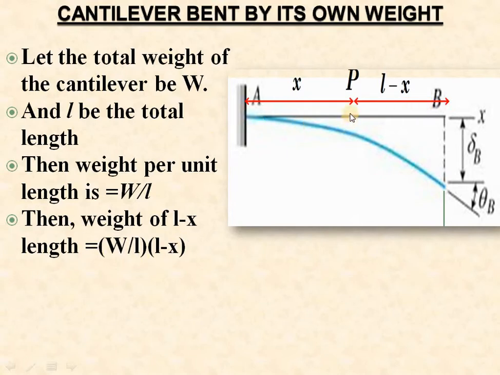So you can assume that the bar AP is bending with the weight of the remaining part. How will you find the remaining weight? You know the weight per unit length is W by L. So the weight of length L minus x of the bar will simply be W by L into L minus x, because W by L is the weight per unit length. Multiply this with L minus x, and you get the total weight of this length. You can assume that this is bending due to this weight.